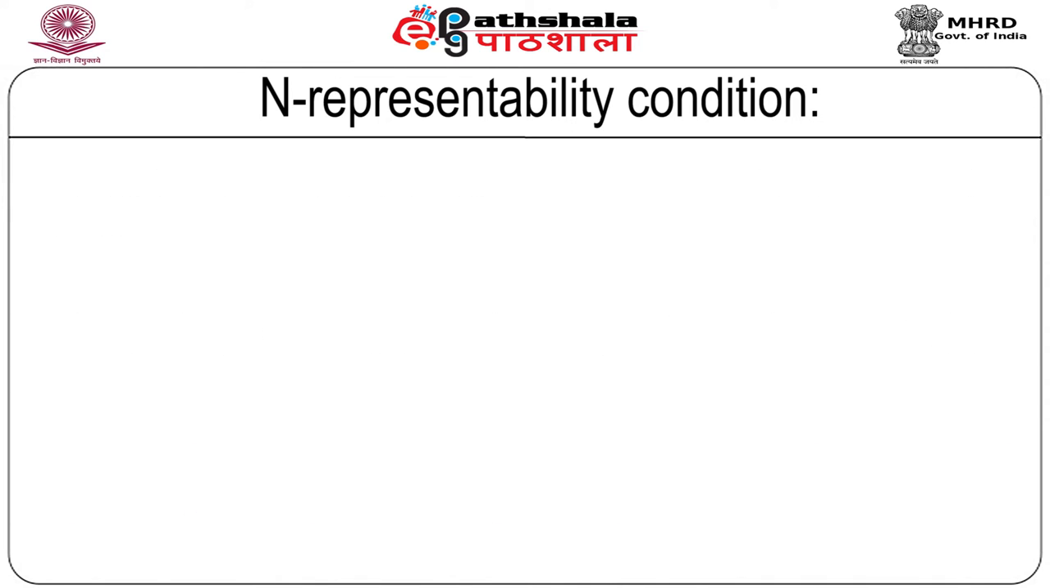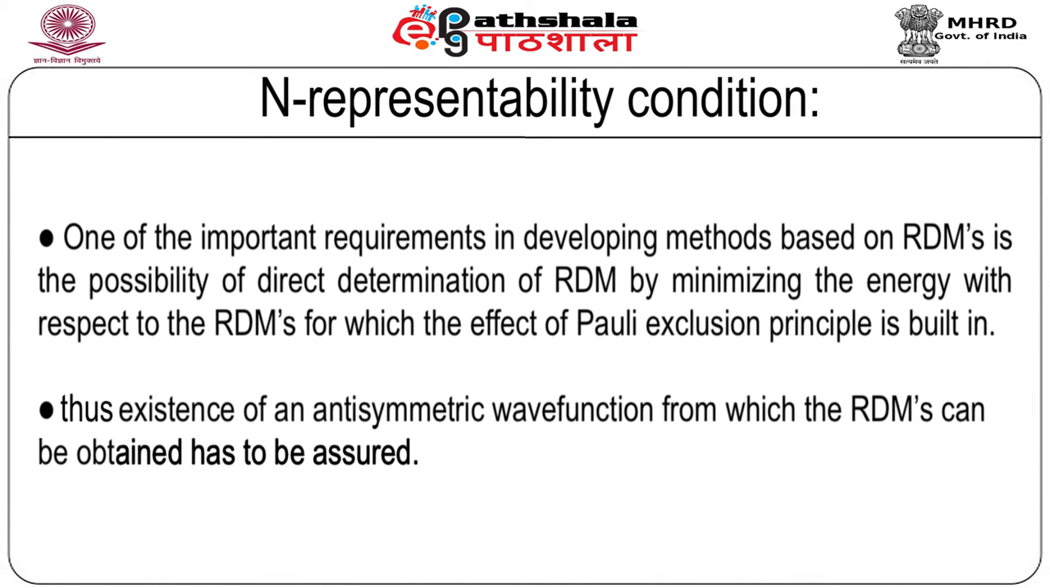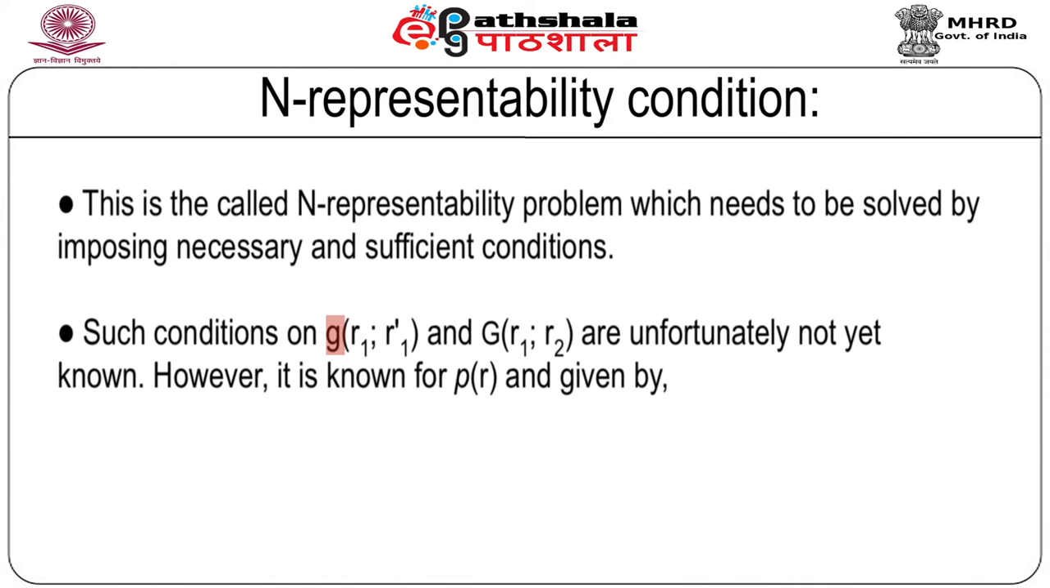Let us now discuss the N representability condition. One of the important requirements in developing methods based on reduced density matrices is the possibility of direct determination of the reduced density matrix by minimizing the energy with respect to the reduced density matrix for which the effect of the Pauli exclusion principle is built in. Thus, the existence of an antisymmetric wave function from which the reduced density matrices can be obtained has to be assured. This whole thing is called the N representability problem, which needs to be solved by imposing necessary and sufficient conditions. Such conditions for little gamma and the capital gamma 2 are unfortunately not yet known.